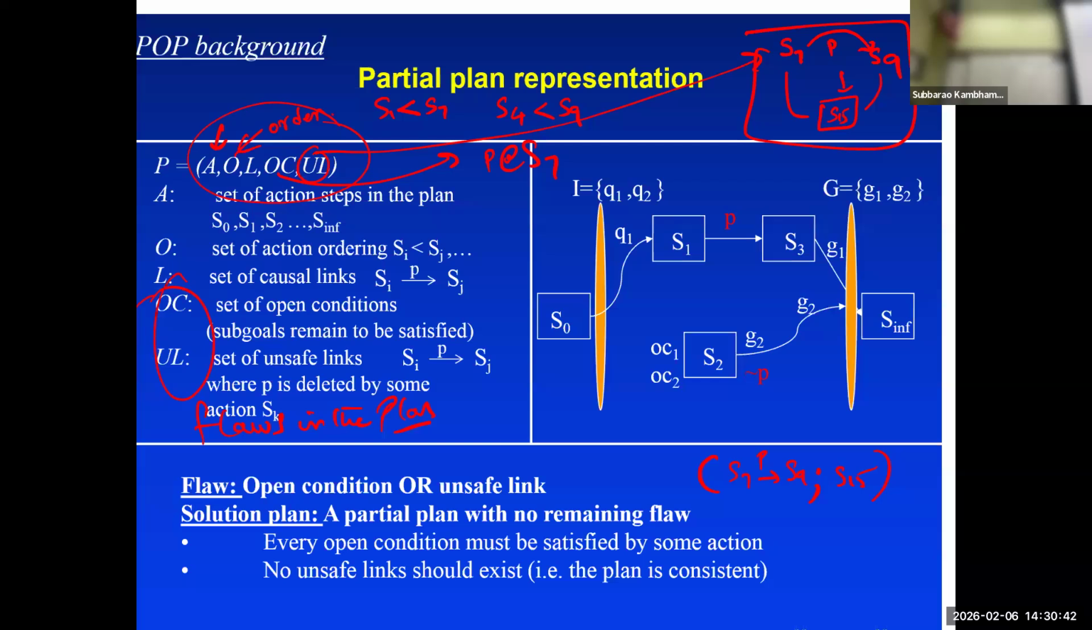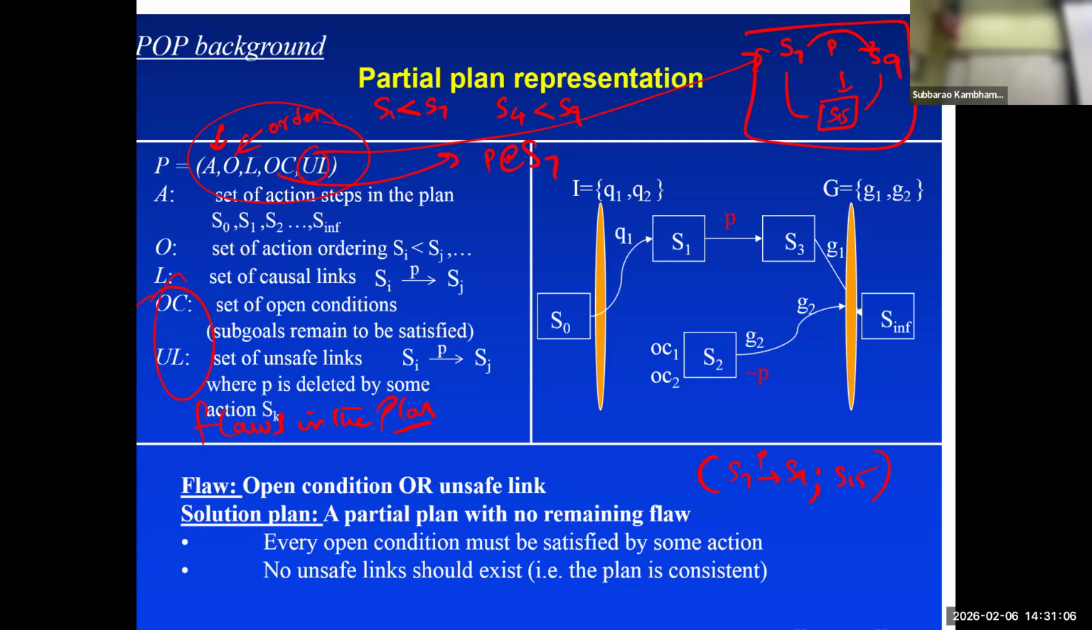Okay. Anyway, so those are your flaws: open condition and unsafe link. A partial plan with no remaining flaw is a solution. Every open condition must be satisfied by some action. If that action is already present in the plan, it's called simple establishment. If you are putting in a new action, that is called step addition.